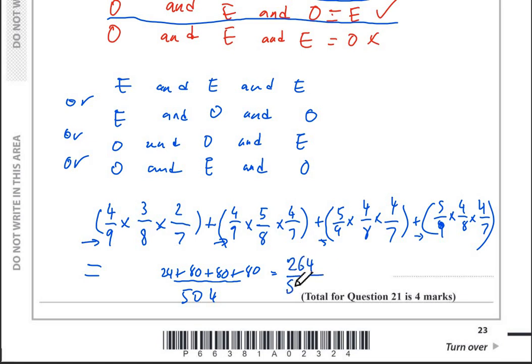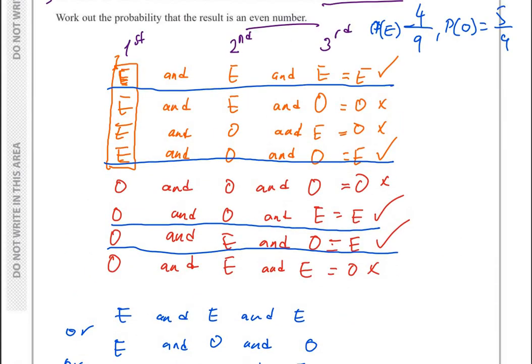264 over 504. Okay, so obviously you can simplify that further, and I would encourage you to do that on your exams. However, this is just me going through a few questions, so I won't bother doing it there. That's our answer, 264 over 504.